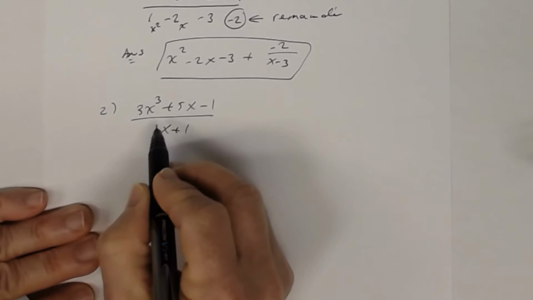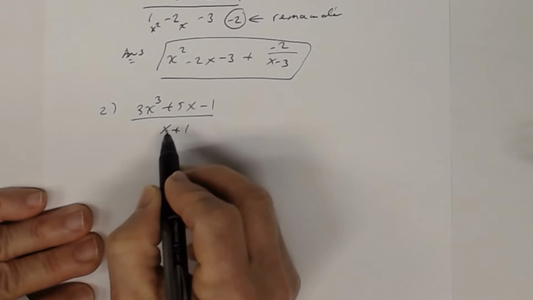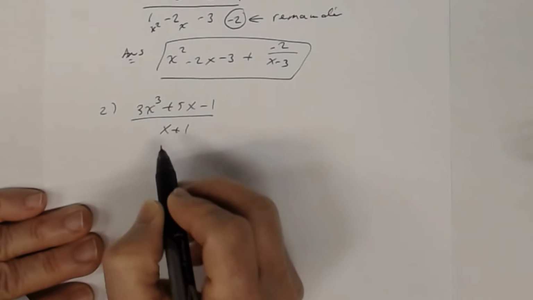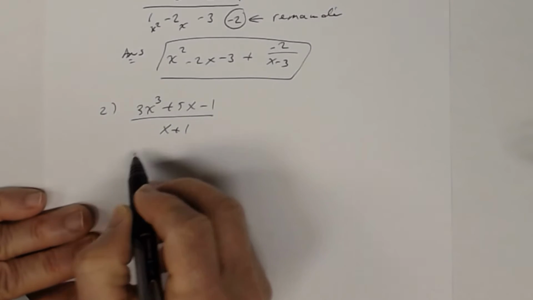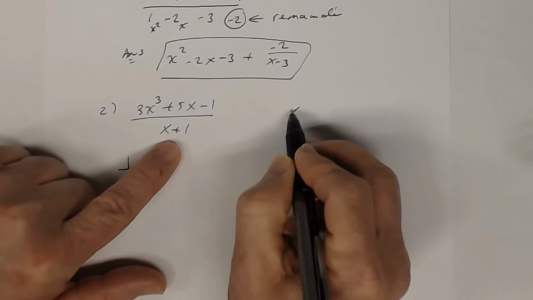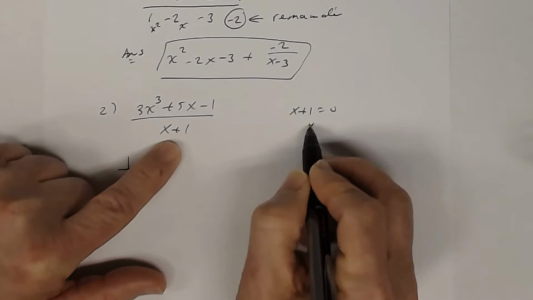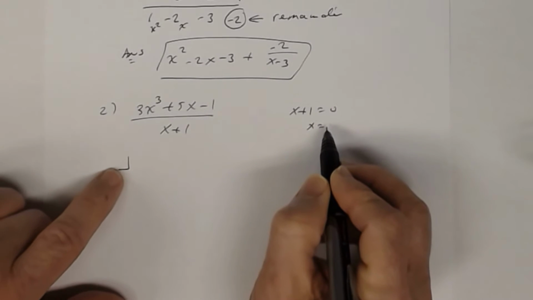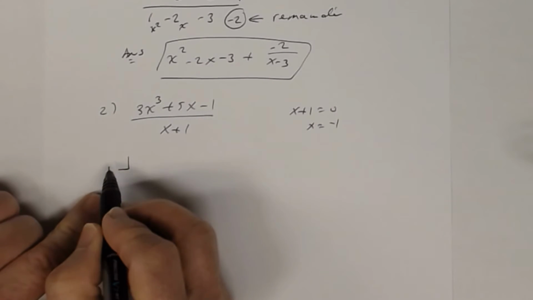Synthetic division. I can use synthetic division here because the denominator, the divisor, is linear, and the coefficient of x is 1. But remember, when you do that, you have to make sure you put the correct number here. So take that denominator and set it equal to 0, and that will tell you what x needs to go here. So x needs to be -1.